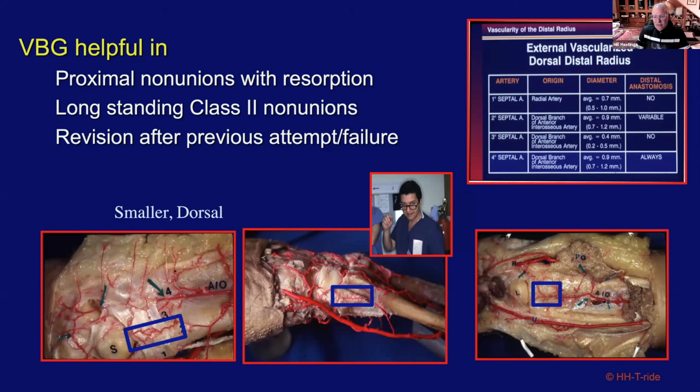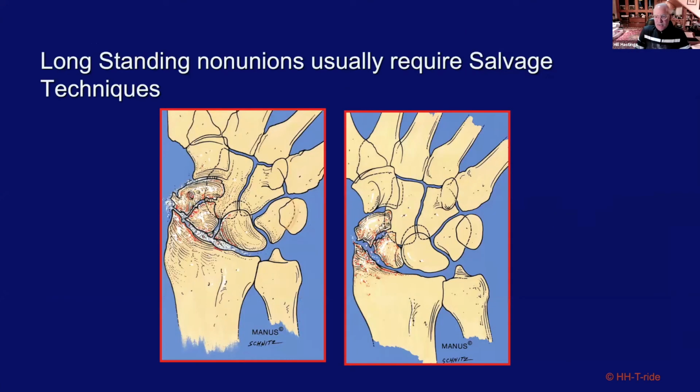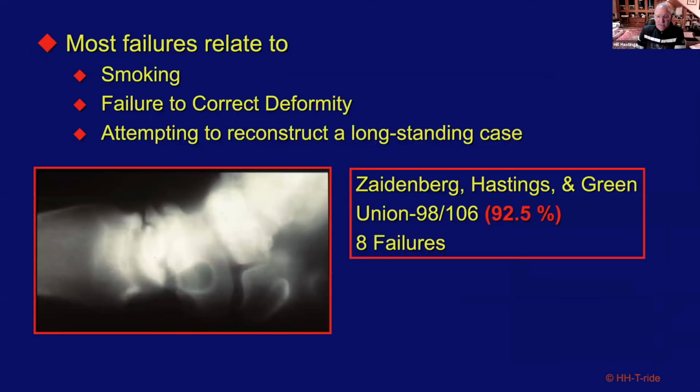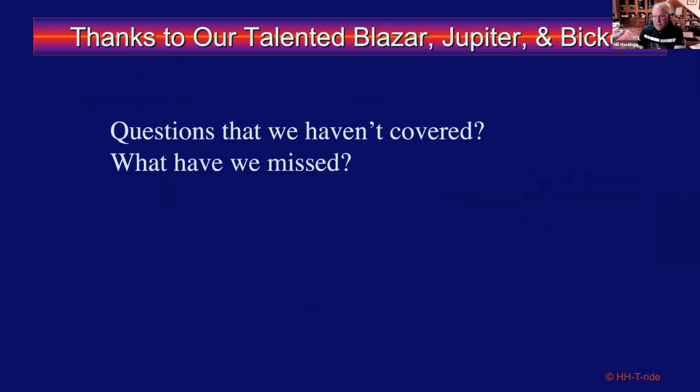And then lastly, beyond 5 years, you have to think seriously about attempts at reconstruction of the non-union and, as mentioned, pay attention to salvage techniques. In a series that Jenny Green from Australia looked at with Carl Zeidenberg and myself, of the failures, most were related to failure to correct deformity, smoking, and probably inadequately applying a technique to a much too long-standing non-union, applying a hammer when you know you just have a nail.